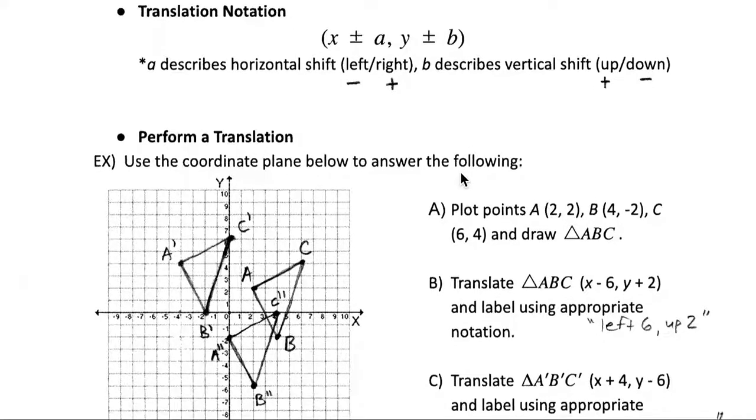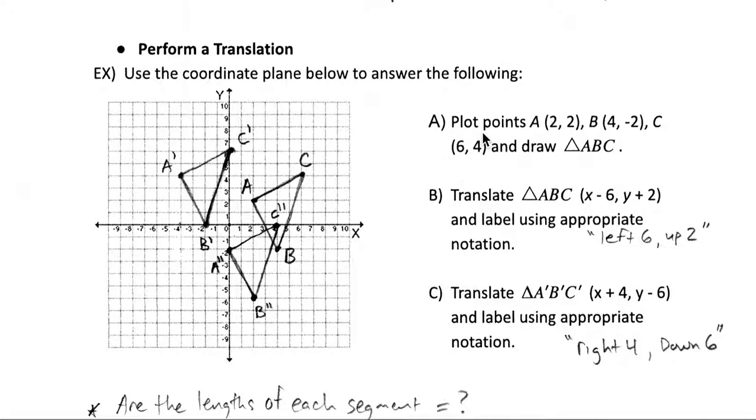So let's practice using that. First of all, you want to plot these 3 points. We'll plot A at 2, 2, B at 4, negative 2, and C at 6, 4. We'll be able to connect those 3 points and draw a triangle called triangle ABC. This is our triangle symbol. Looks just like a triangle. That's easy. And we name triangles by using the corner points or the vertex points. So if our triangle is created using points A, B, and C, then we call it triangle ABC.